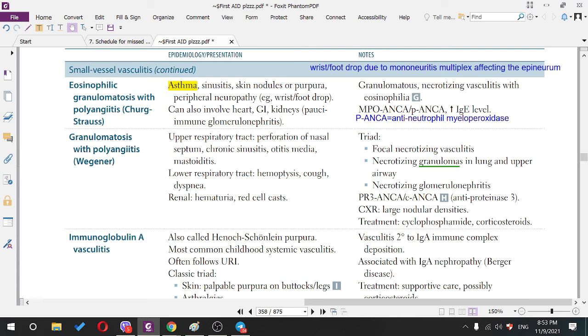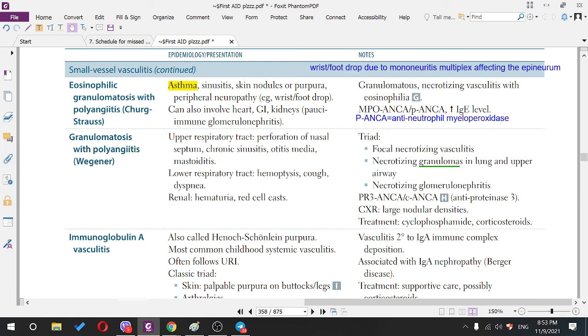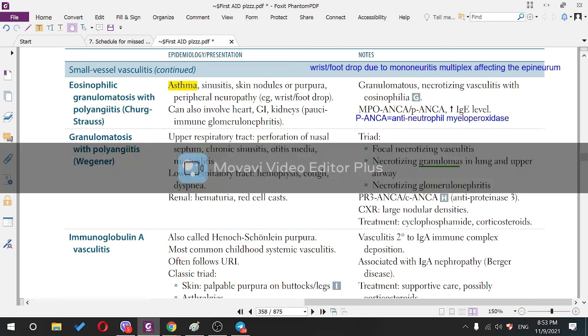Write this down. Why? Because of the mononeuritis multiplex, affecting the epineurium. What is that? The nerve itself contains three layers. The outermost layer, called the epineurium, gets inflamed in case of eosinophilic granulomatosis with polyangiitis, leading you to have palsy of different peripheral nerves. You must know this.